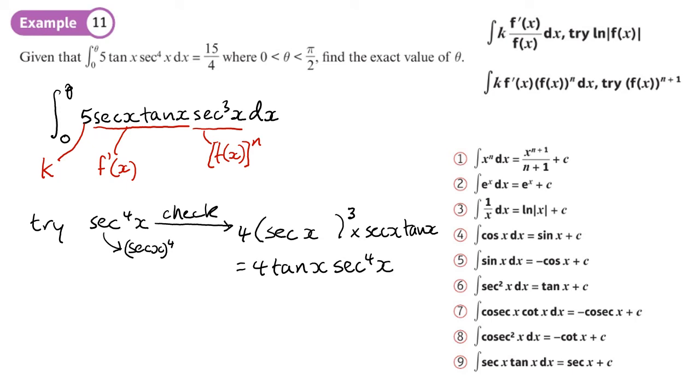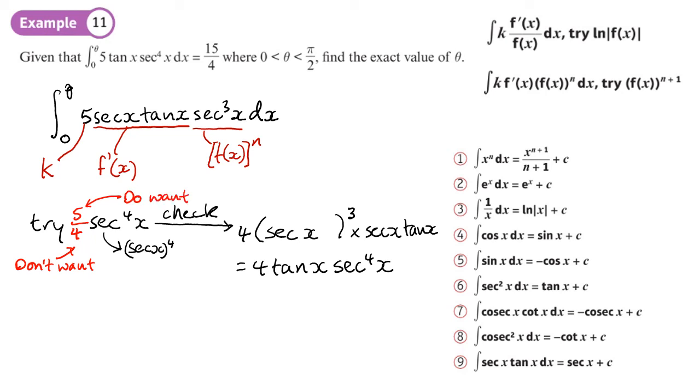Now, can you see that I've got 4 here, but the original question has 5, so this is how we deal with it. Now, what number do I want to get rid of? I want to get rid of 4, so that goes at the bottom of the fraction. What number do I want? I want 5, so 5 goes at the top of the fraction. So the number that you don't want, you put at the bottom. The number that you do want, you put at the top.